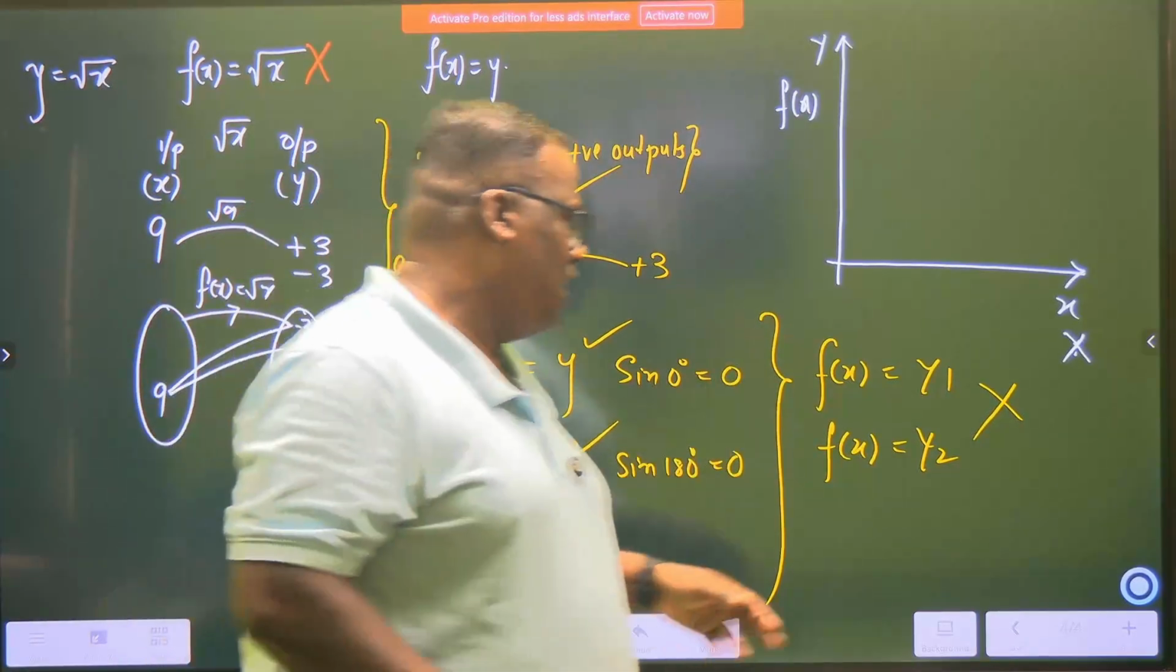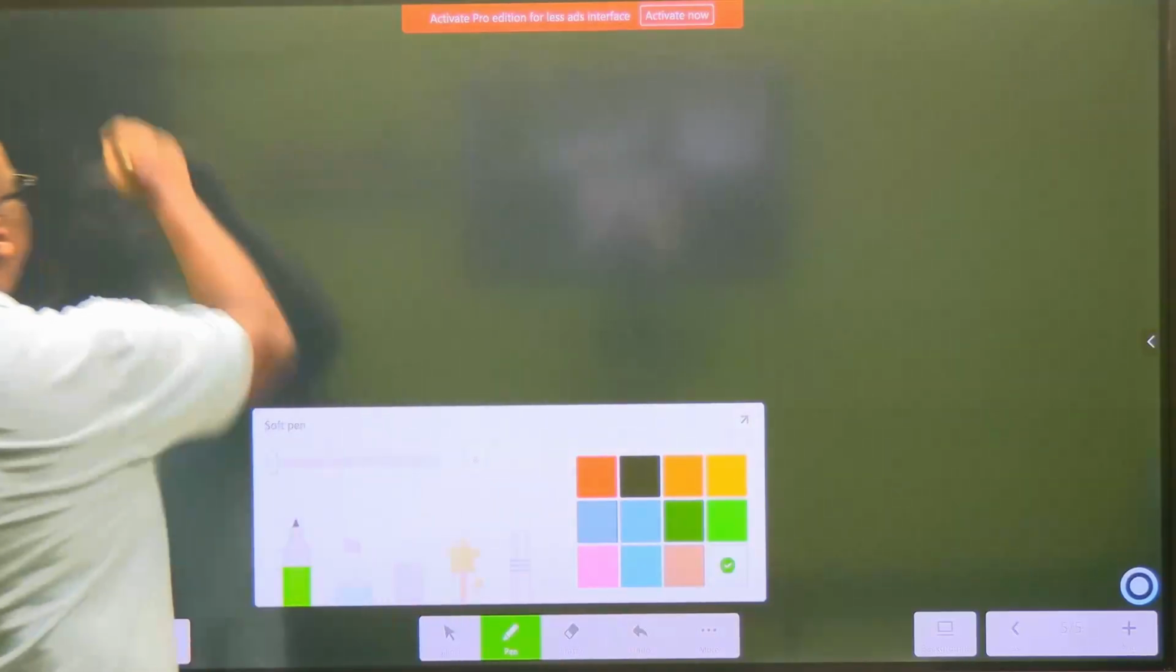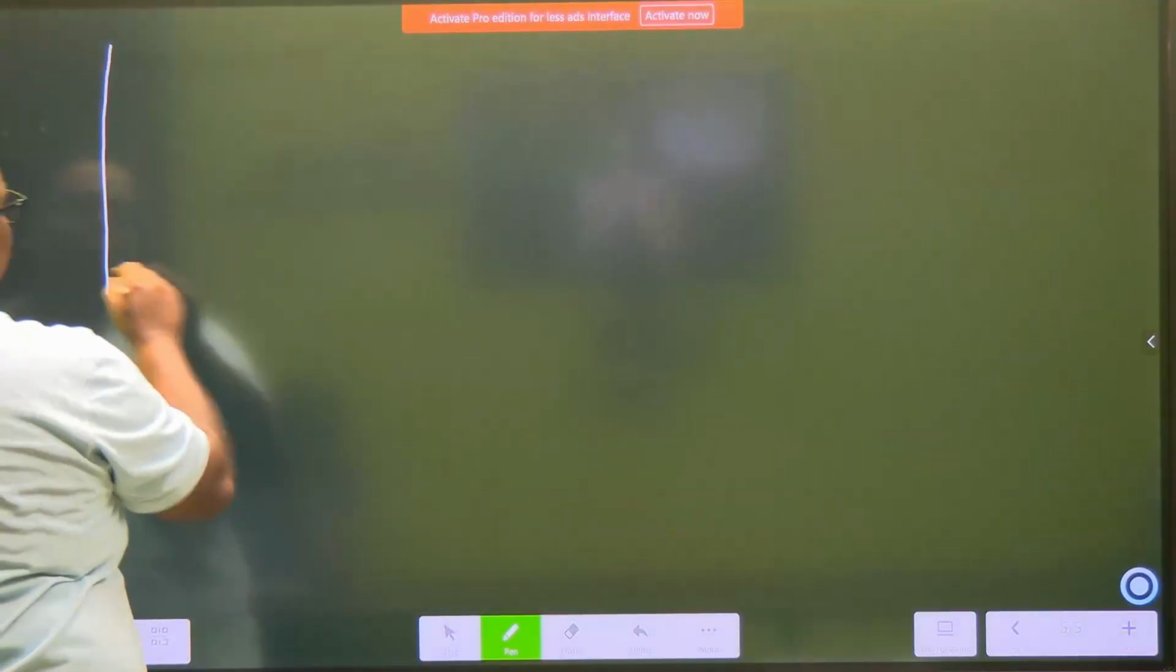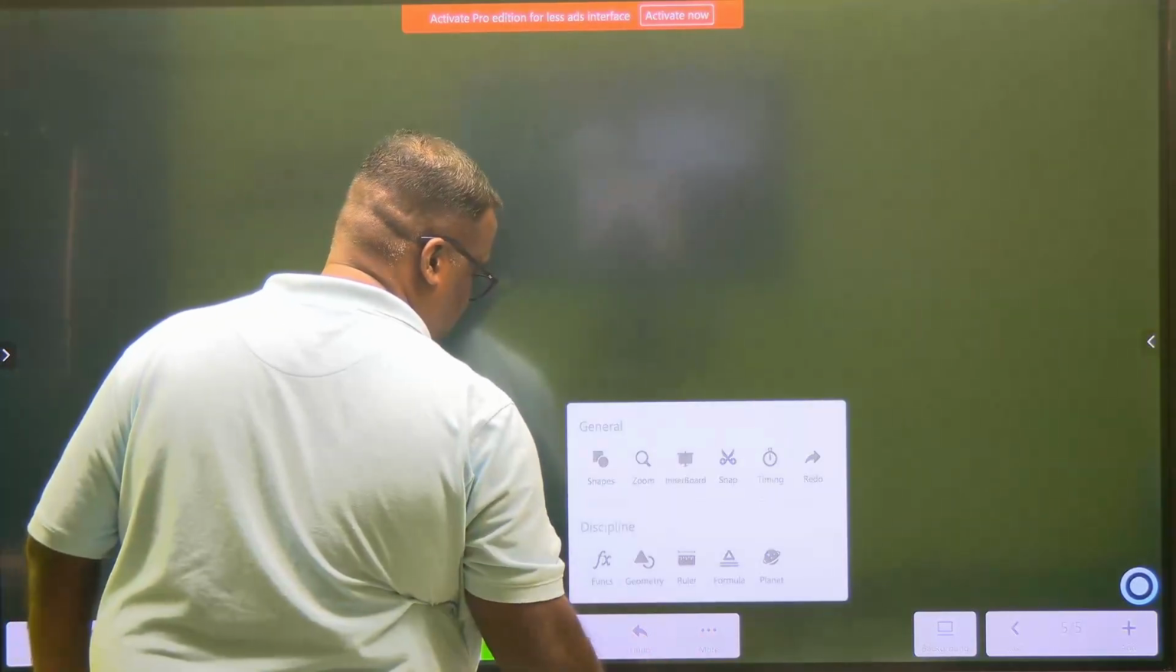Some more checks on how we can understand a function, say graphically. Okay, let's see graphically. Now let's draw some cute diagrams.